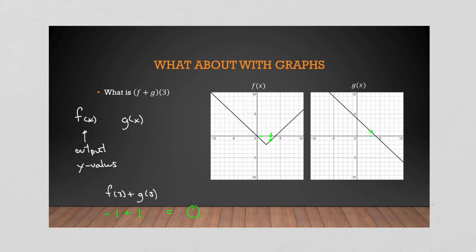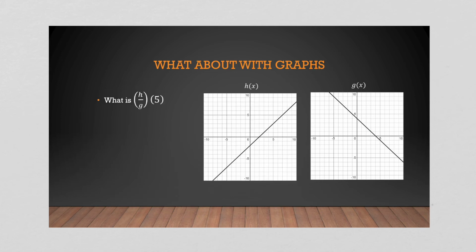So let's look at another one here. So now h of 5 divided by g of 5. Okay, so where's h of 5? So on my h of x graph here, I'm looking for an x value of 5, and I get this point right here. So I have a y value of 3. So that means I have 3.